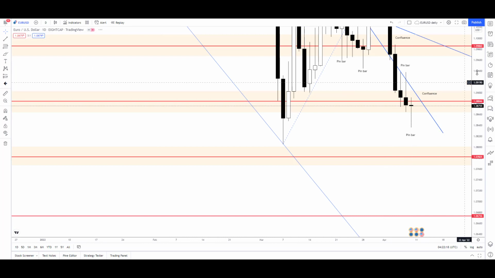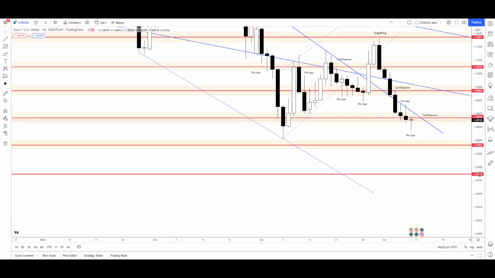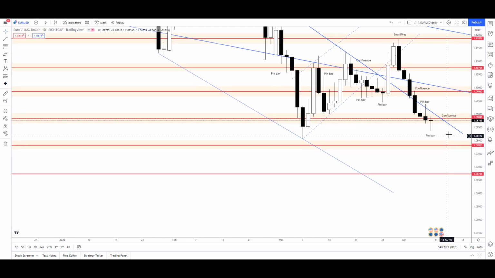When we move back to the daily time frame, we can see a confluence of resistance now. We have this horizontal level as a resistance and we have this downtrend resistance level. So this confluence of resistance will prevent the price from moving up.